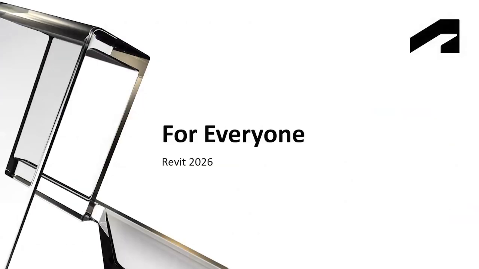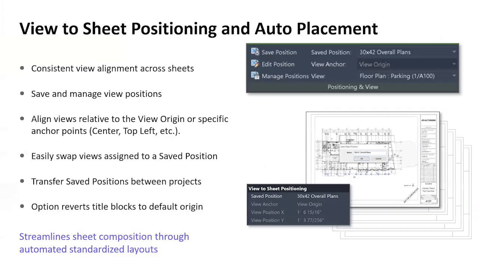It's pretty cool. So here's some new features for everyone. We've focused on architecture and some of the core enhancements. This is one of my favorite. So view to sheet positioning and auto placement. Yes, so within Revit, we can control and save the position of a view, and then we could populate that to many views. And let me show you, and then I'll summarize again.